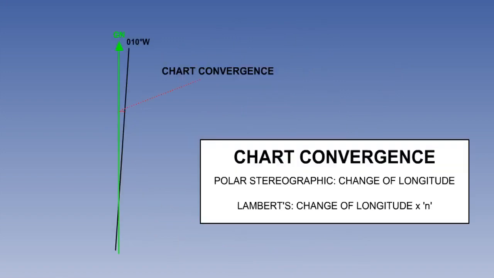Now we'll do one using a Lambert's chart. The only difference to remember is that chart convergence is no longer simply change of longitude between the aircraft and the datum. You have to multiply the change of longitude by the sine of the parallel of origin of the chart.